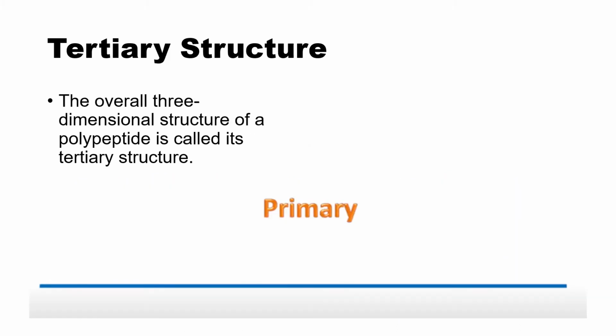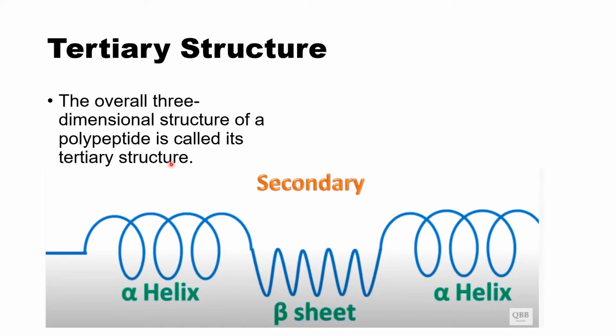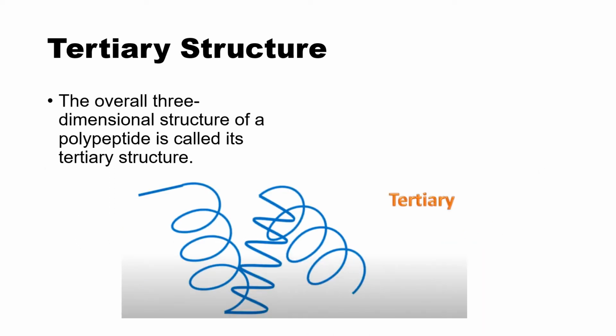So, for the tertiary structure naman, the overall three-dimensional structure of a polypeptide is called its tertiary structure. So, as you can see, ito yung secondary, di ba? You have yung alpha helix, yung beta sheet, and then an alpha helix. For the tertiary, parang ganito. Parang 3D, or yun yung parang definition ng tertiary structure. It is a three-dimensional structure.